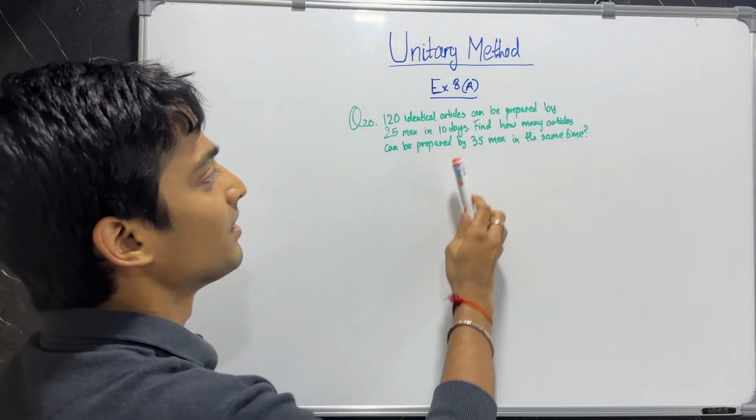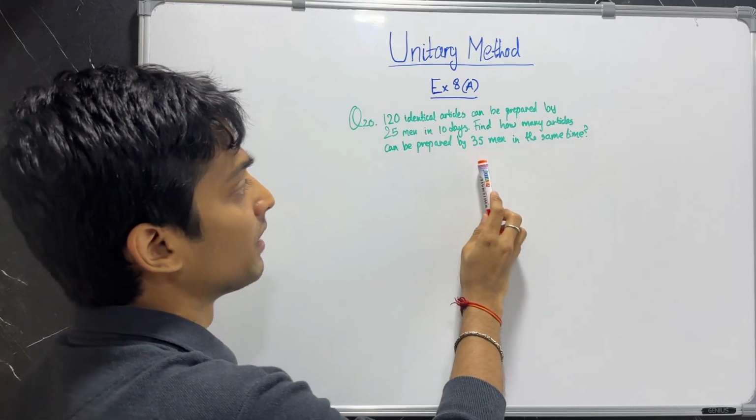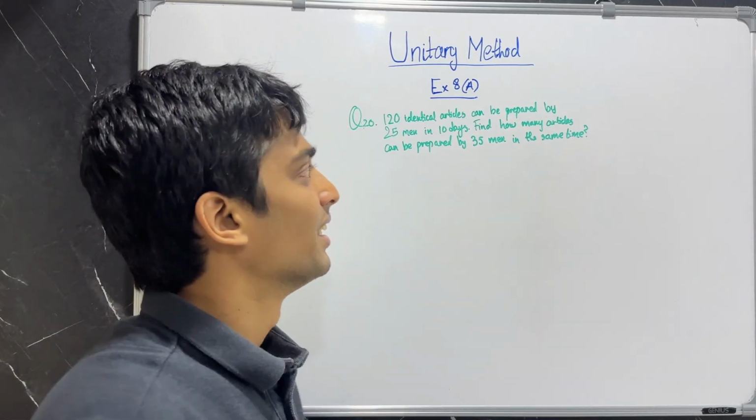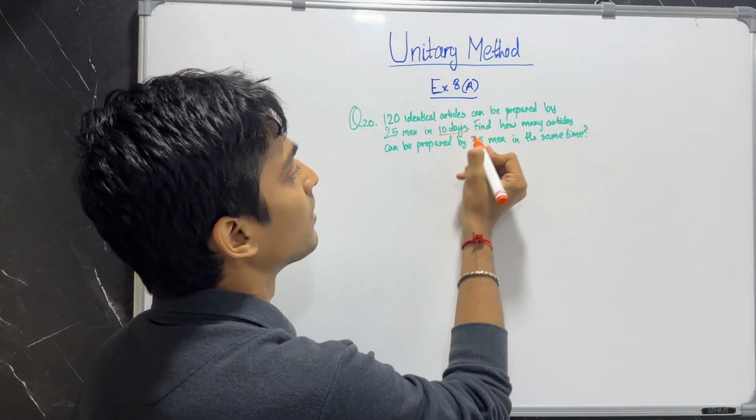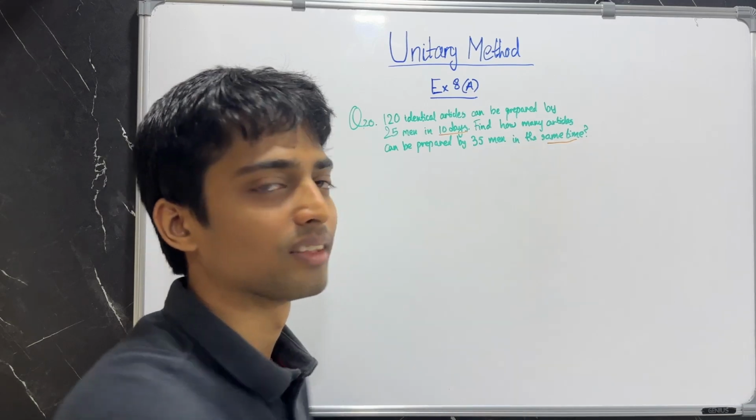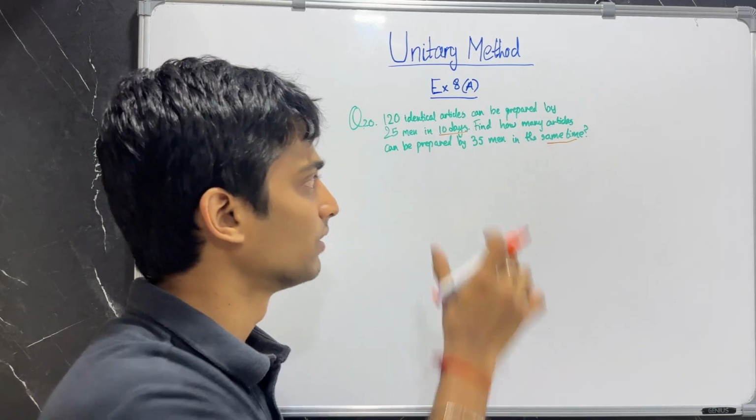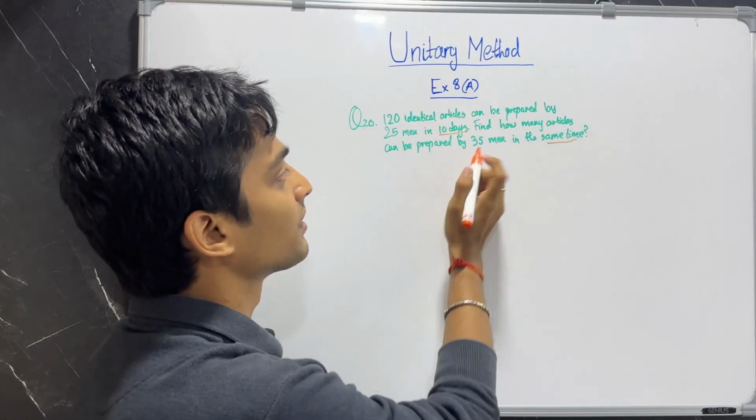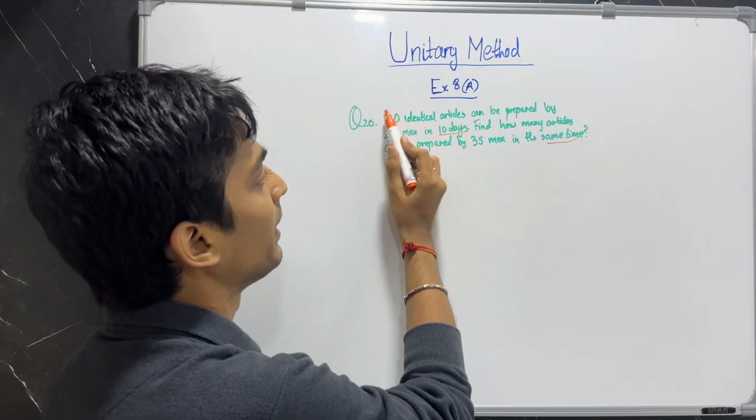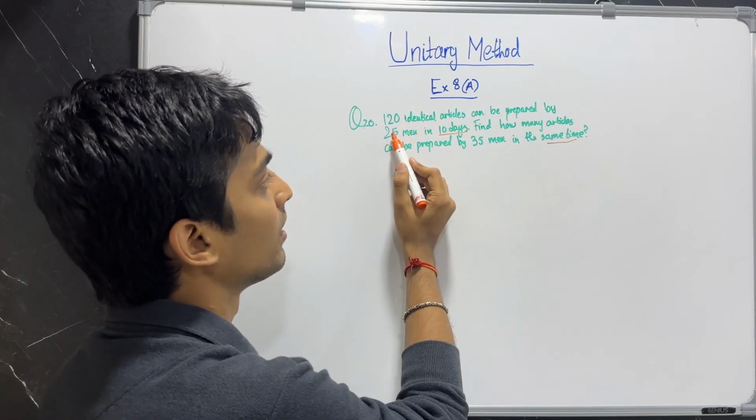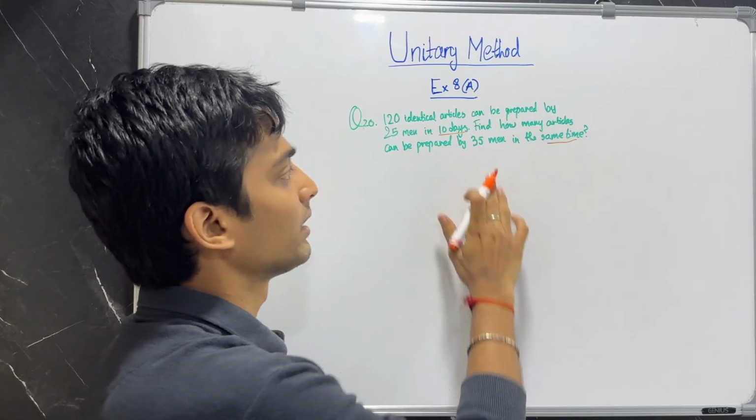120 identical articles can be prepared by 25 men in 10 days. Find how many articles can be prepared by 35 men in the same time. This question is a little tricky. They have given here 10 days in the first scenario and same time in the second scenario. Means 10 days in both. So we can ignore this variable because it's the same. This is just given to confuse you. So we can simply see 120 articles can be prepared by 25 men in some time, and how many articles can be prepared by 35 men.